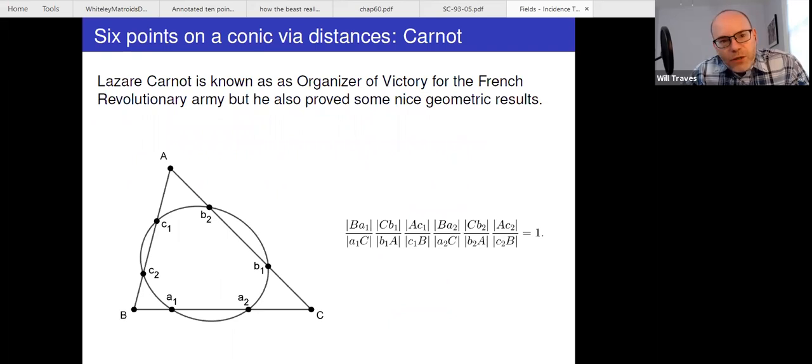Okay, I'm interested in when 6 points lie on a conic. It's always the case that if you have 5 points in the plane, there's a conic through them. If the 5 points are in general position, there's a unique conic through them. But if the points are in special position, then there's maybe more than one.